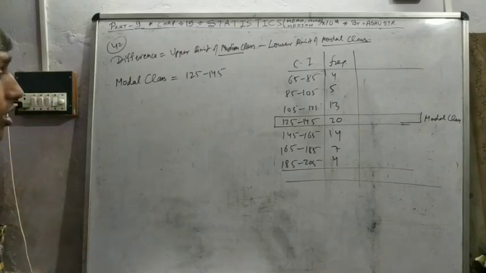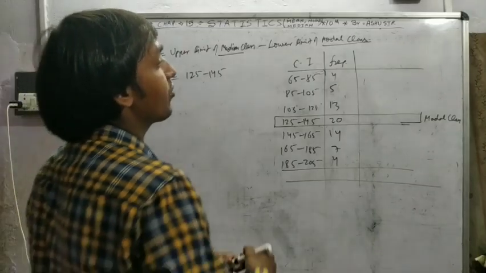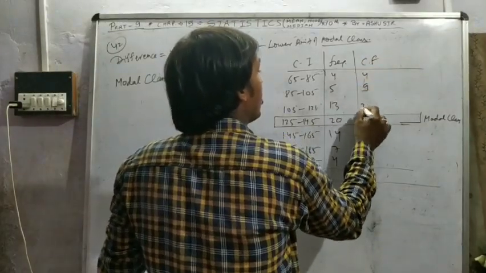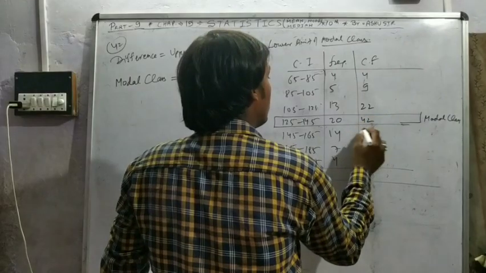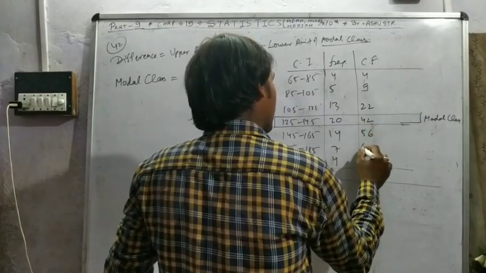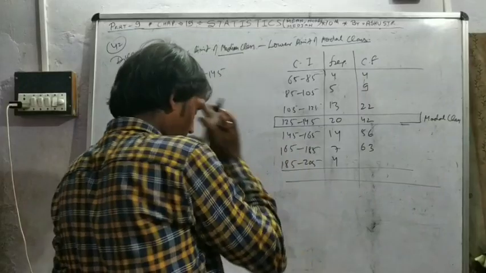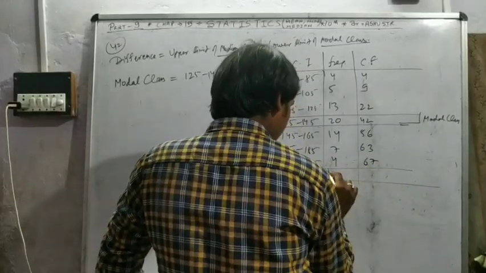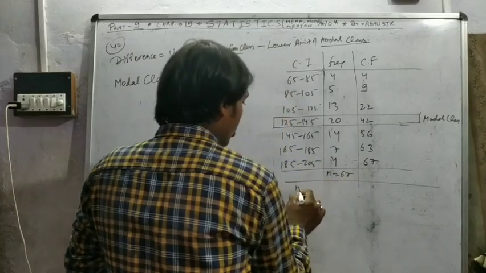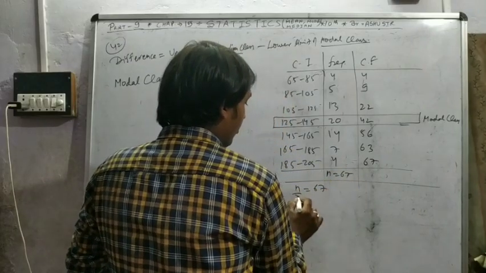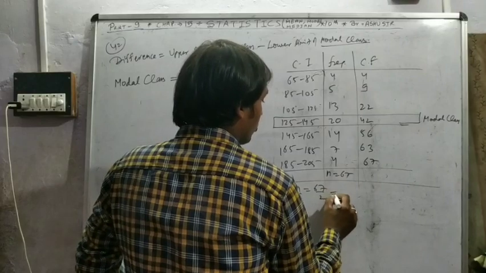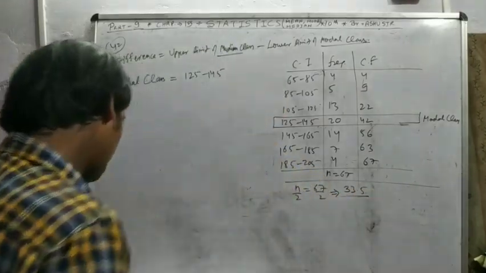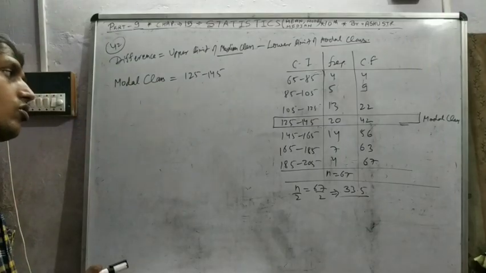But for the median class, first we find the CF. So 4, 9, 22, 42, 56, 63, 67, which means n equals 67. So n by 2, 67 by 2, we get 33.5. 33.5 is the mid value.